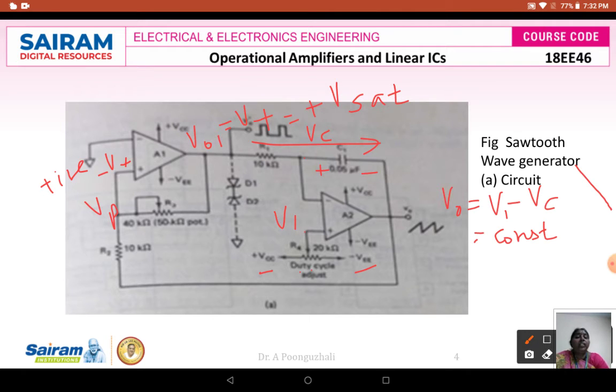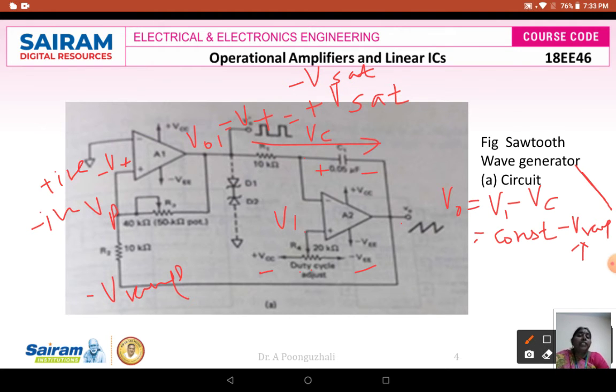When I get a negative going ramp, I get a minus V ramp here, so the voltage at this point will be minus V ramp. At one stage, when it continuously increases, your V ramp will increase, and when V ramp increases, the voltage at this point becomes negative. When this becomes negative, the output is going to be at minus Vsat.